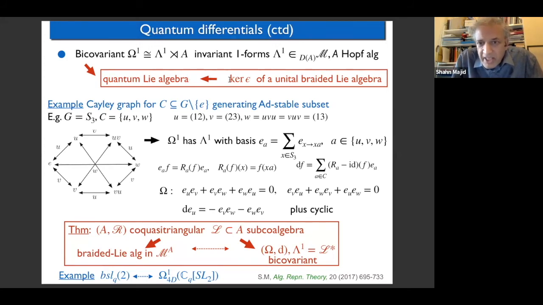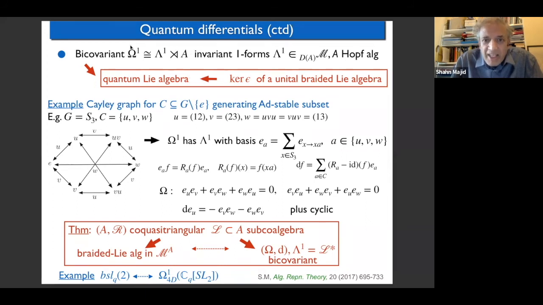But we actually see it now as the kernel of a unital braided Lie algebra. So if I give you a braided Lie algebra, the type I described before, and if there's additional structure, which I call a unit, I haven't gone into details, but there's a natural notion of a unital braided Lie algebra, then you can take the kernel of the co-unit, and this, of course, in the abelian category case, forms a quantum Lie algebra.